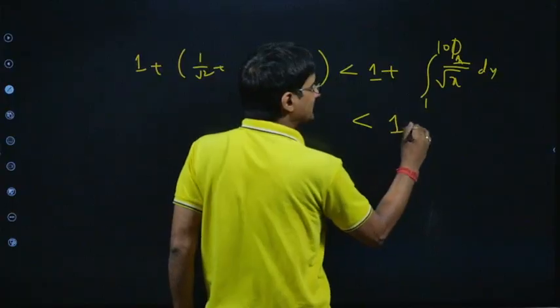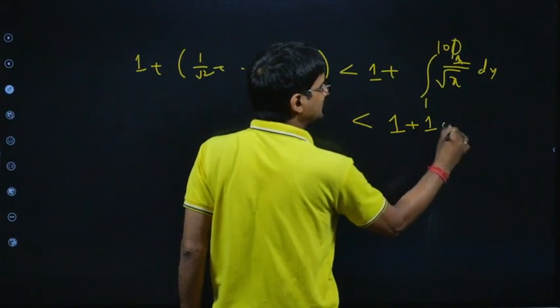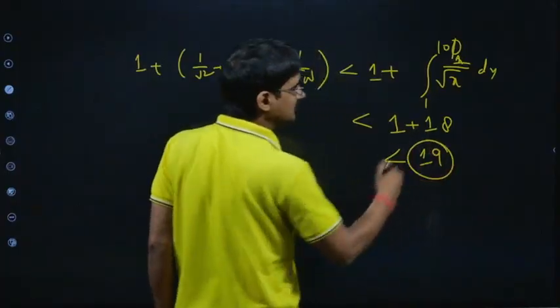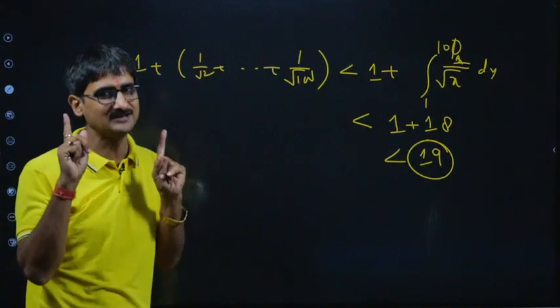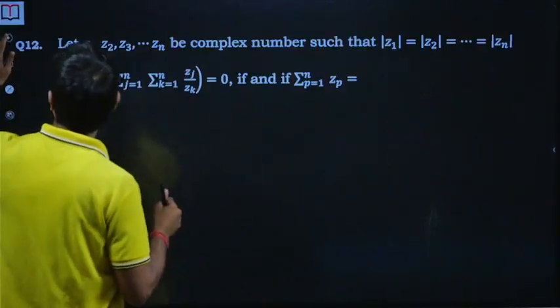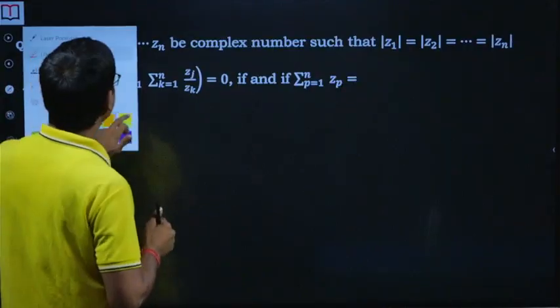So less than 1 plus, and this is nothing but 18. So less than 19. So greater than 18 point something, less than 19. Greatest integer is 18. So that's it. So that was the question. Now moving to the 12th one.